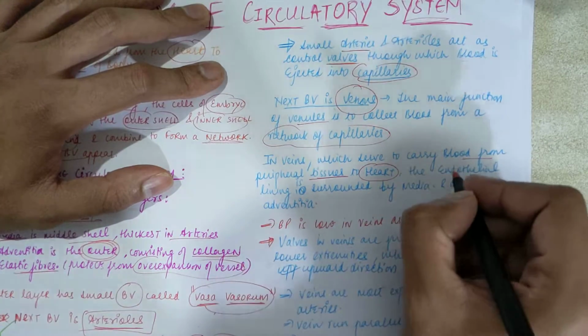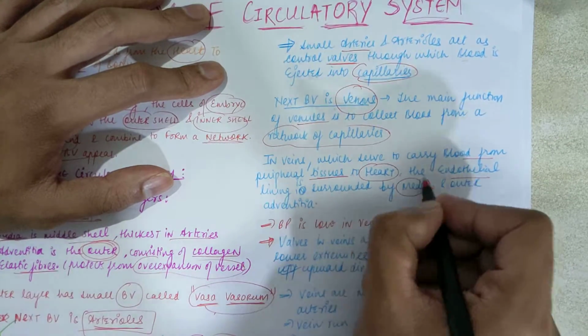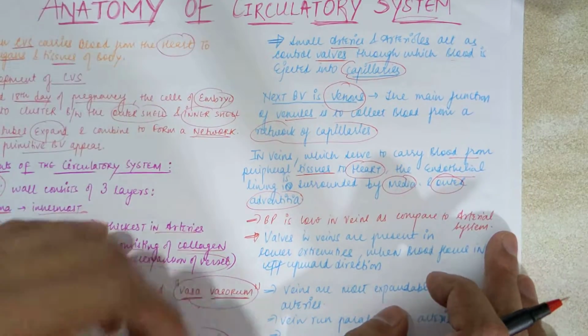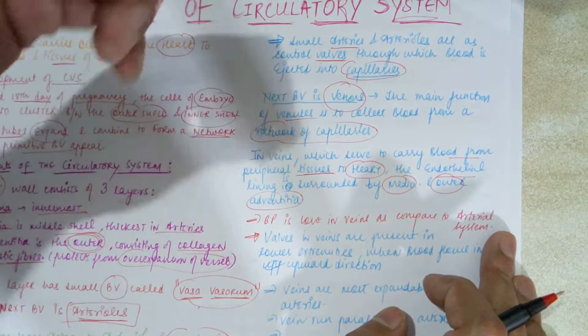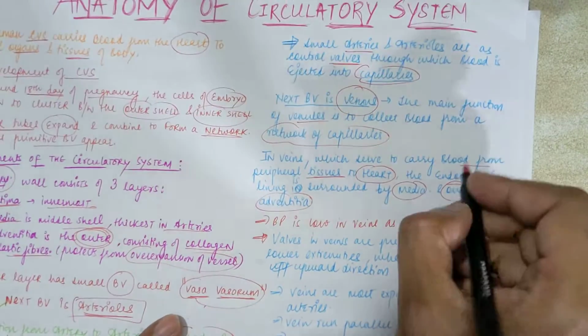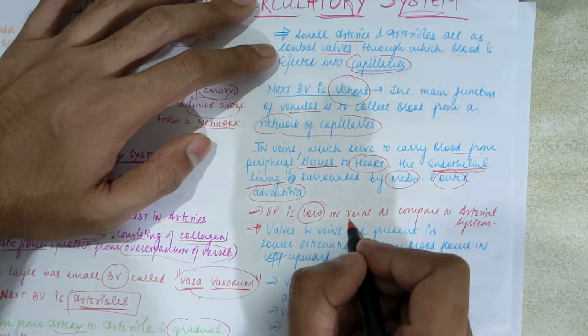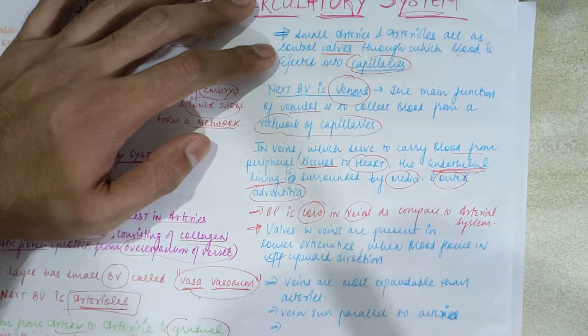The endothelial lining is surrounded by the media and the outer adventitia. Like arteries, veins also have three layers: intima, the inner layer, which is the endothelial lining; media, the middle; and the outer adventitia. Blood pressure in veins is low compared to arteries.